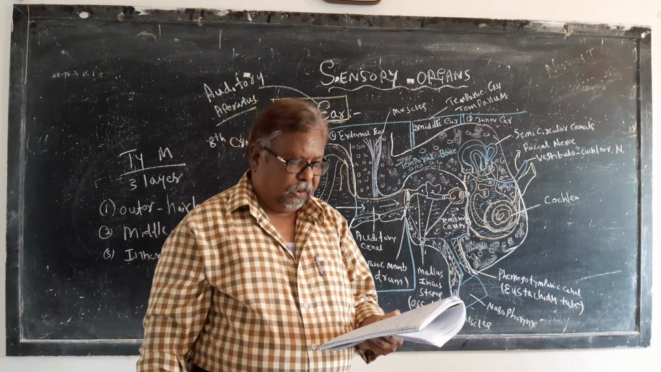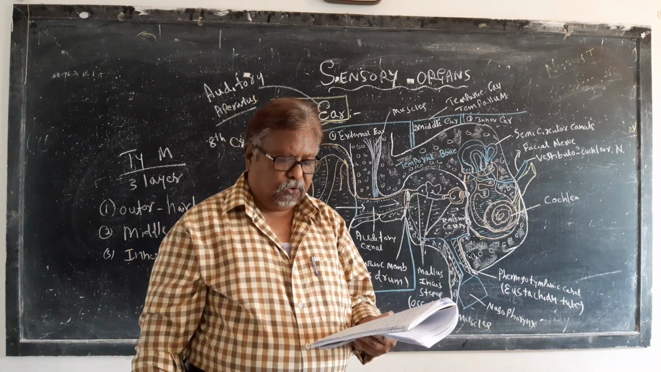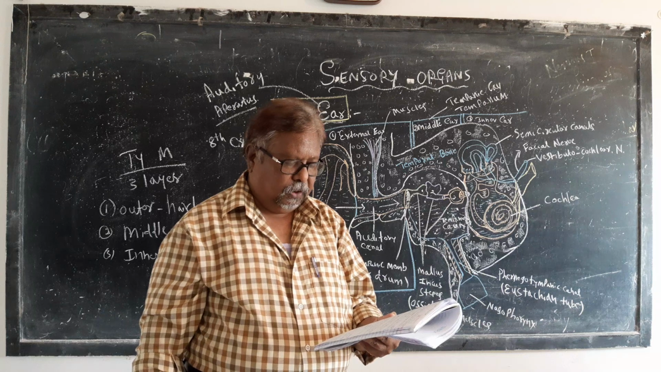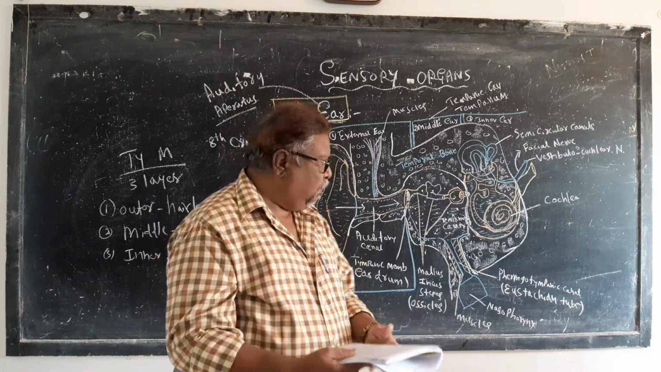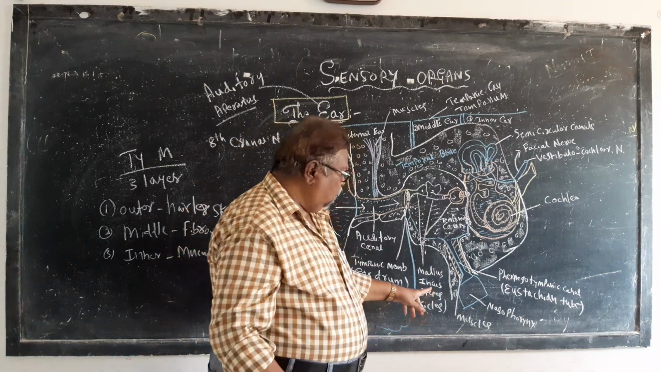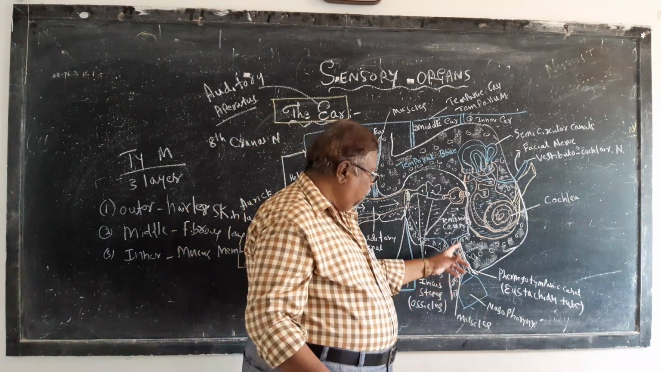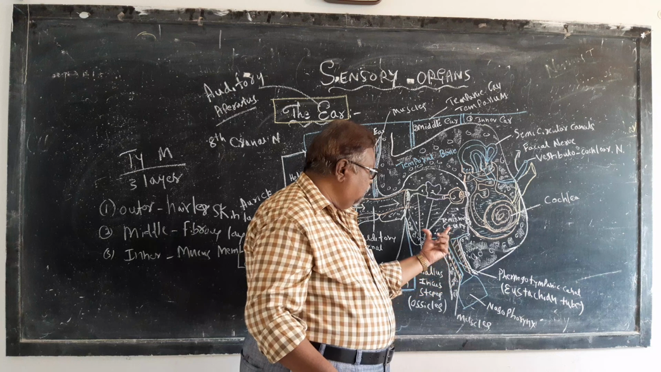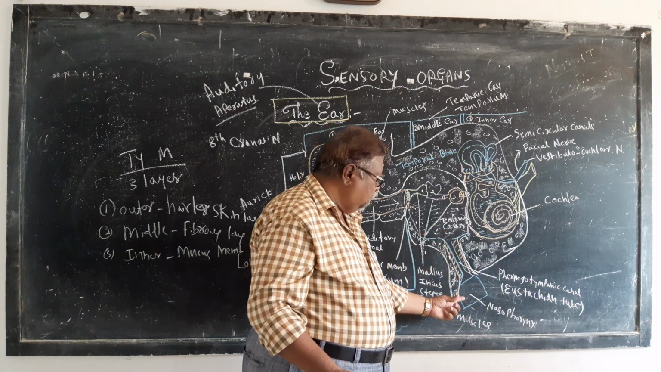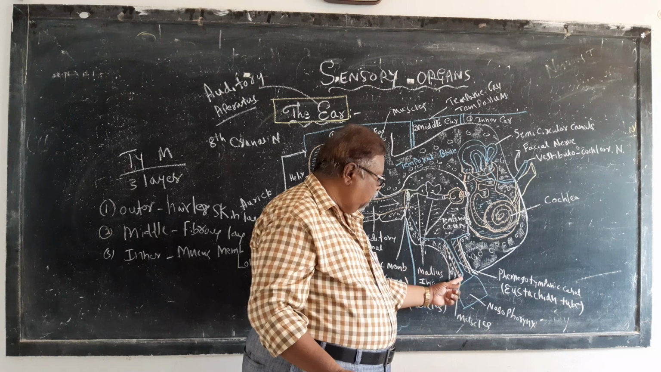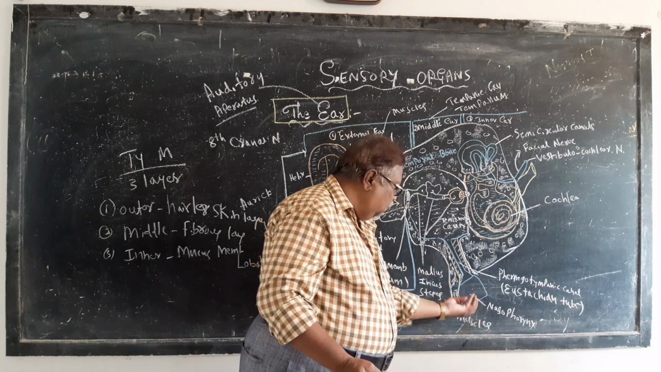Now the air reaches the cavity through the eustachian canal, which links the nasopharynx and the middle ear. So this eustachian canal is a very important part which connects the tympanic cavity and the nasopharynx, and the air enters through the nose.